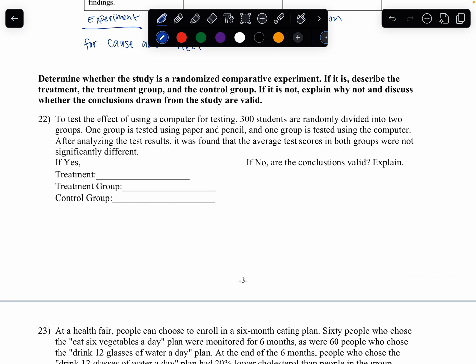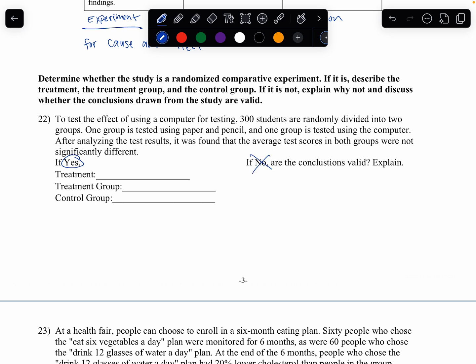To test the effect of using a computer for testing, 300 students are randomly divided into two groups. One group is tested using paper and pencil, and one group is tested using the computer. After analyzing the test results, it was found that the average test scores in both groups were not significantly different. And so, yes or no, is this a randomized comparative experiment? I'm going to say yes.